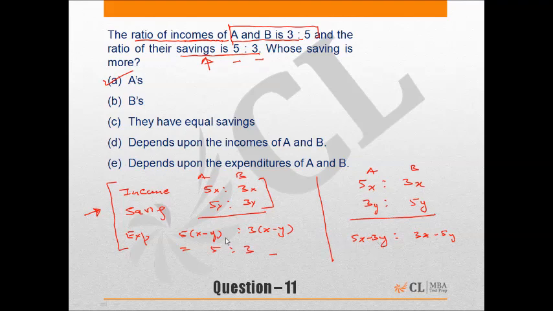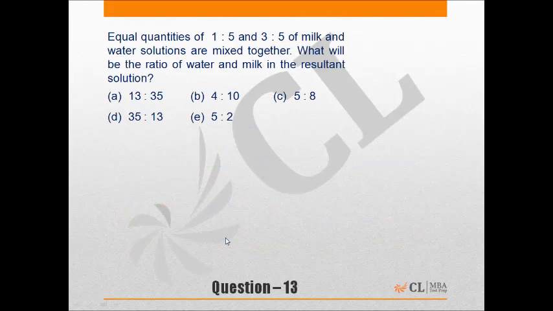Okay. Let's move to the next question. Question 13. Equal quantities of 1 is to 5 and 3 is to 5 milk and water solution are mixed together. What will be the ratio of water and milk in the resulting solution? The moment question says equal quantities, you should look at equal quantities out here on itself. Now we have two ratios. One is 1 is to 5, another is 3 is to 5.